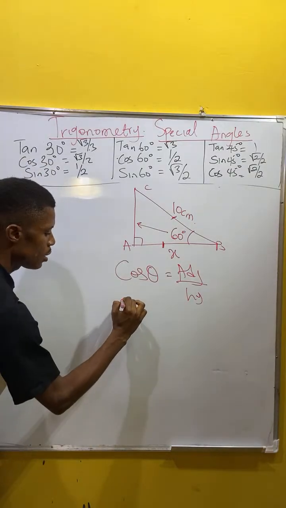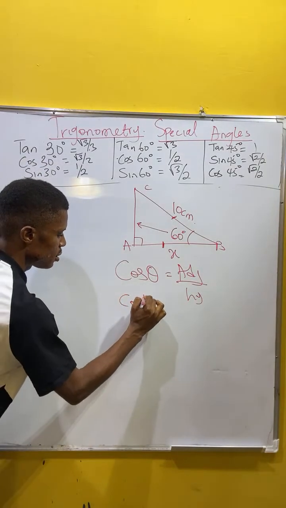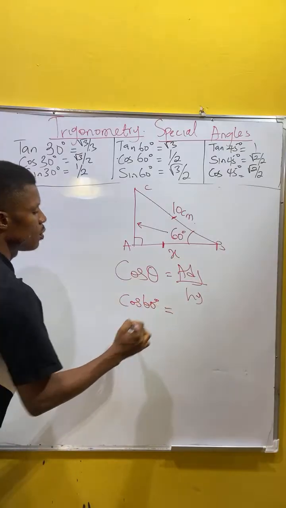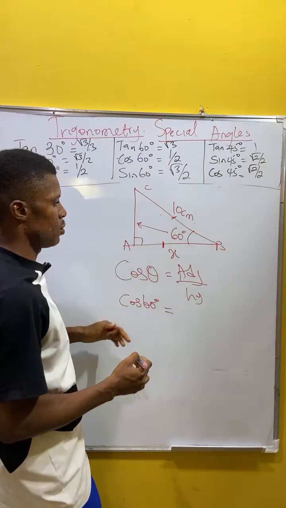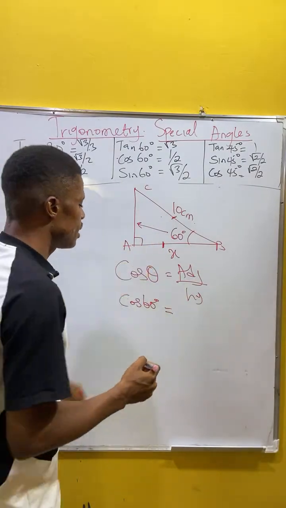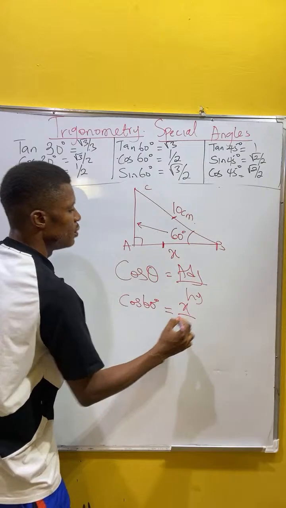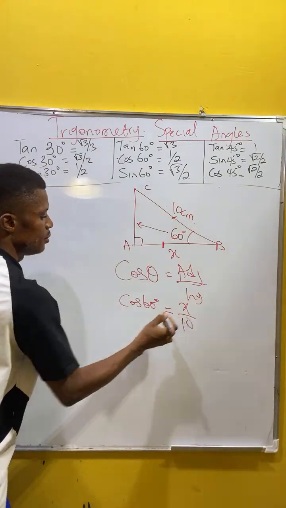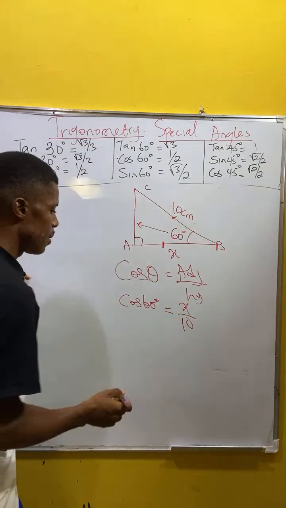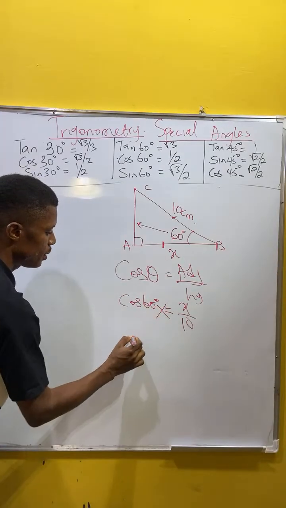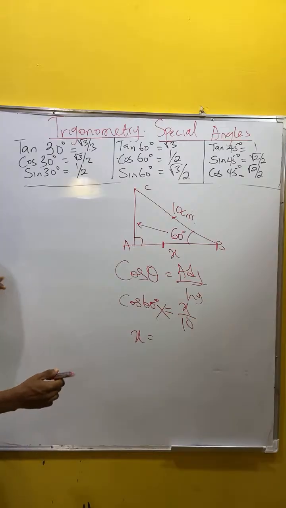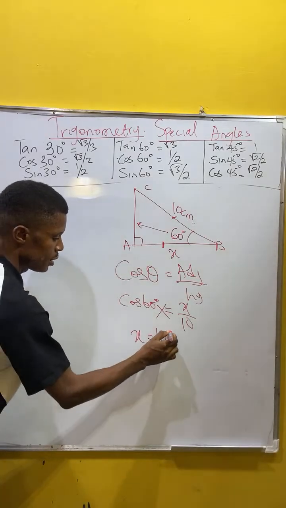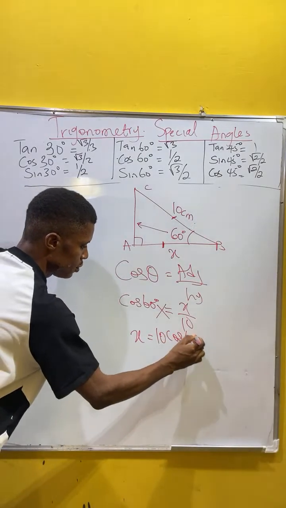So our angle here is 60 degrees, so cos 60 degrees is equal to adjacent, which is x, over hypotenuse, which is 10. So we have to cross and multiply. If you cross and multiply, x is equal to 10 times cos 60. We have it as 10 cos 60 degrees.